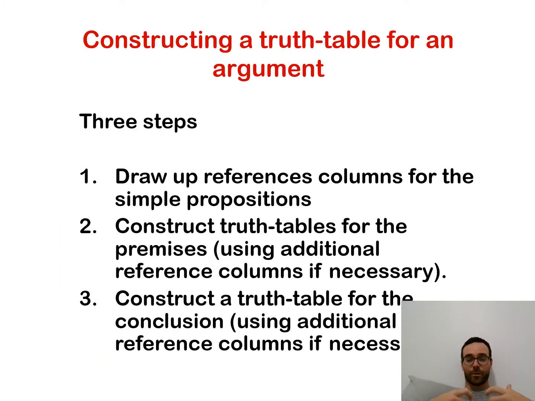Now, when we're creating the completed truth table, we're doing the same exact thing, only we're incorporating all of the propositions, the premises, and the conclusion into our truth table. So we will create columns for each one of the premises and for the conclusion. And then from there, we will be able to see if the premises do not entail the conclusion.